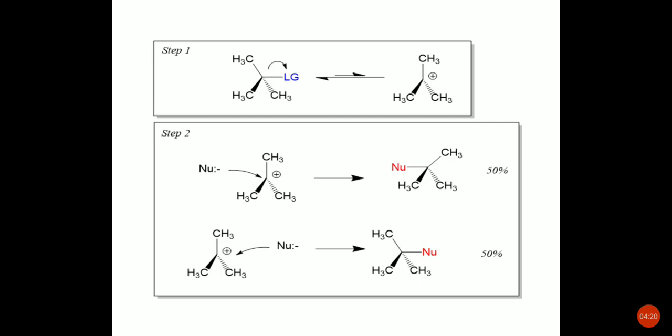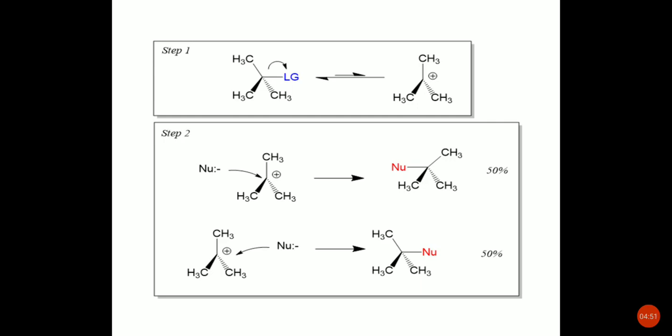So here you can see step 1 and step 2. Here you have the first step. In this, LG is the leaving group. We have (CH3)3C-LG, that is the reactant here. So in step 1 the leaving group leaves and you get a carbocation.